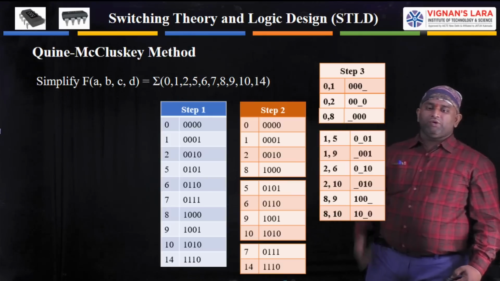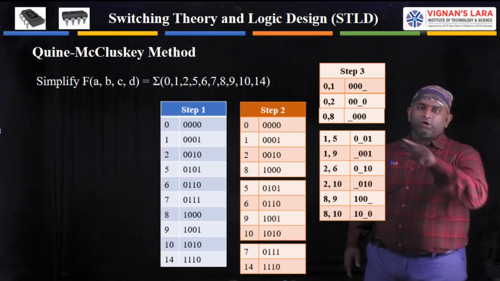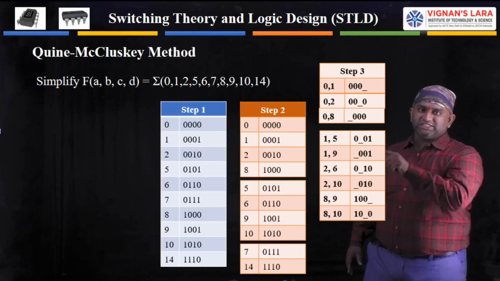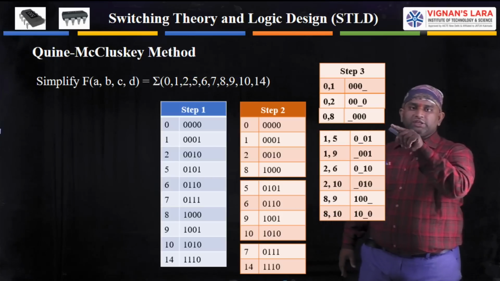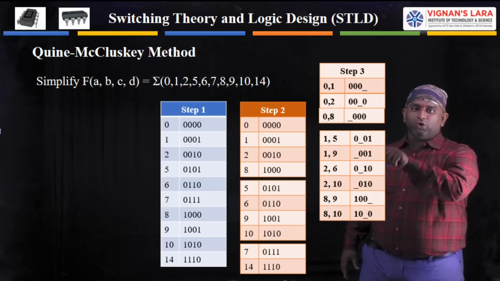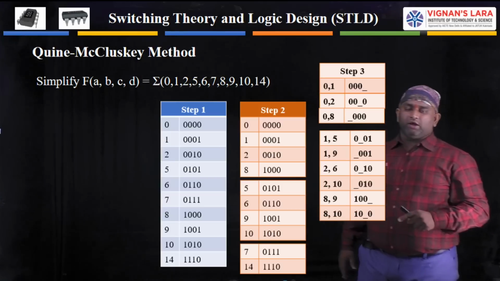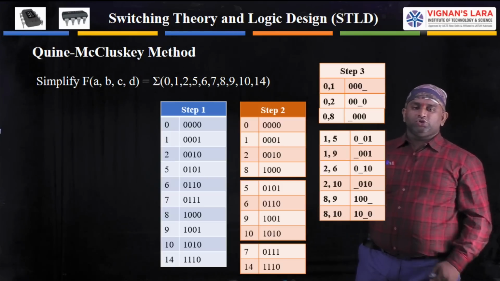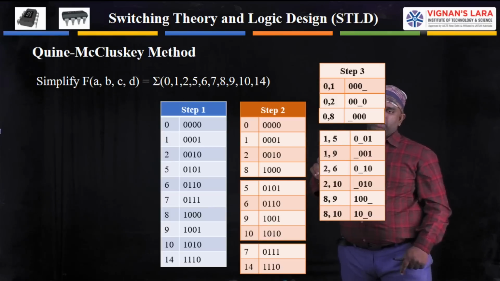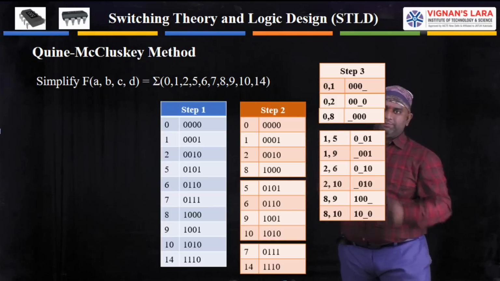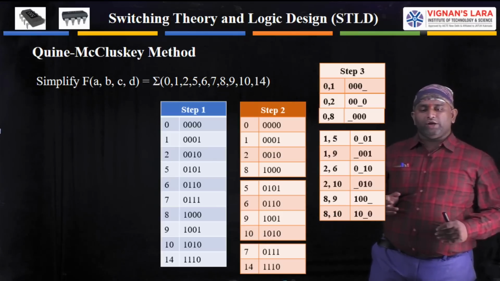See here from 2, 6: 2 is 0, 0, 1, 0, and 6 is 0, 1, 1, 0. So the second bit is differentiating. For that reason I have written for 2, 6: 0, dash, 1, 0. Next 2, 10. 2 is 0, 0, 1, 0, and 10 is 1, 0, 1, 0. The first bit is differentiating and the remaining 3 bits are the same. So dash, 0, 1, 0. Like that you have to write for 2, 10.